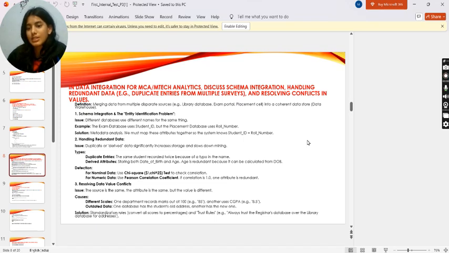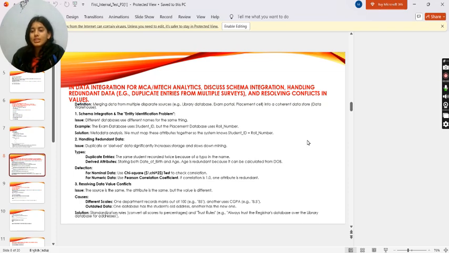First is schema integration and the entity identification problem. Issue: different databases use different names for the same thing. Example: the exam database uses student ID, but the placement database uses roll number. Solution: metadata analysis. We must map these attributes together so the system knows student ID equals roll number.